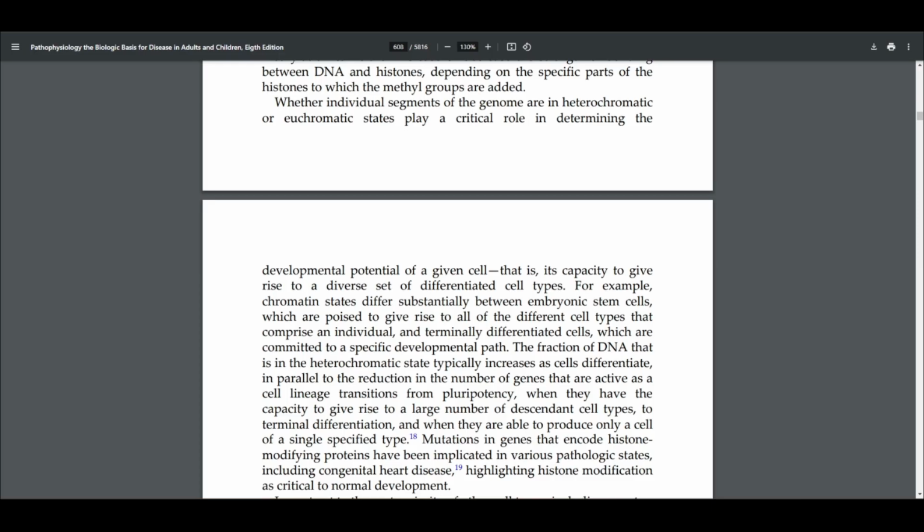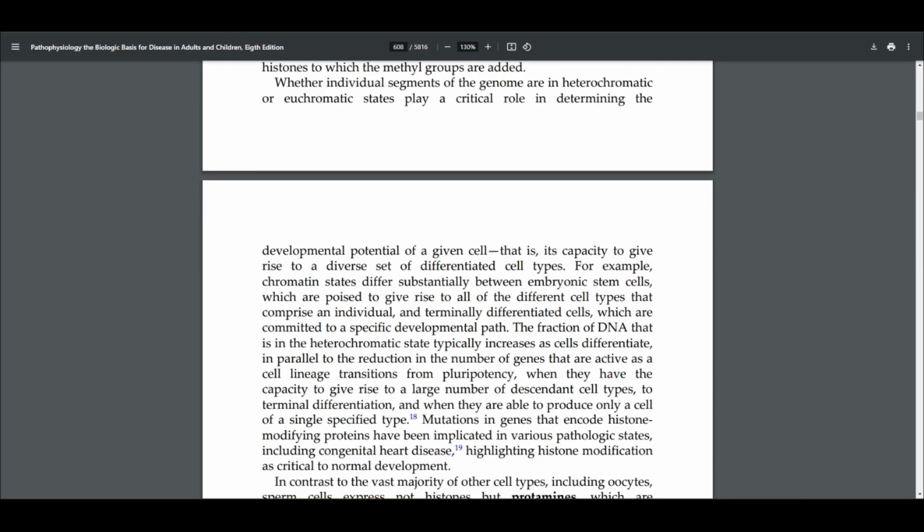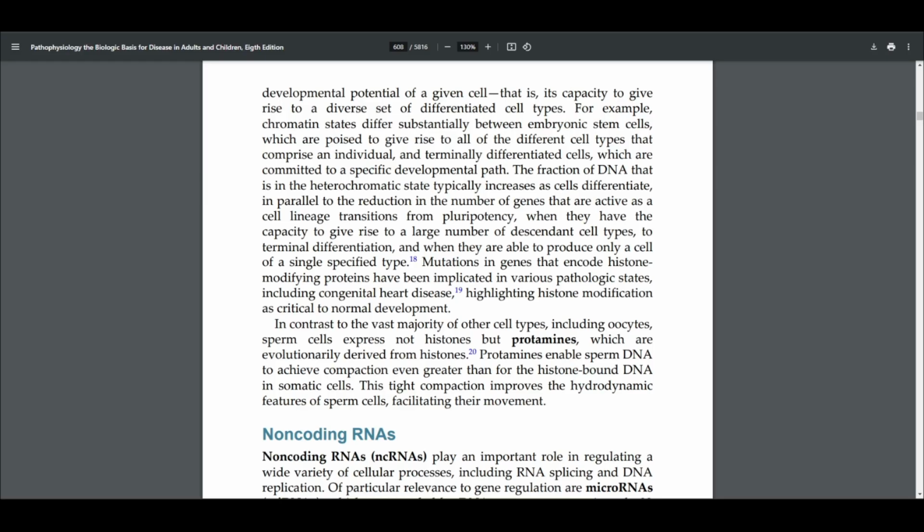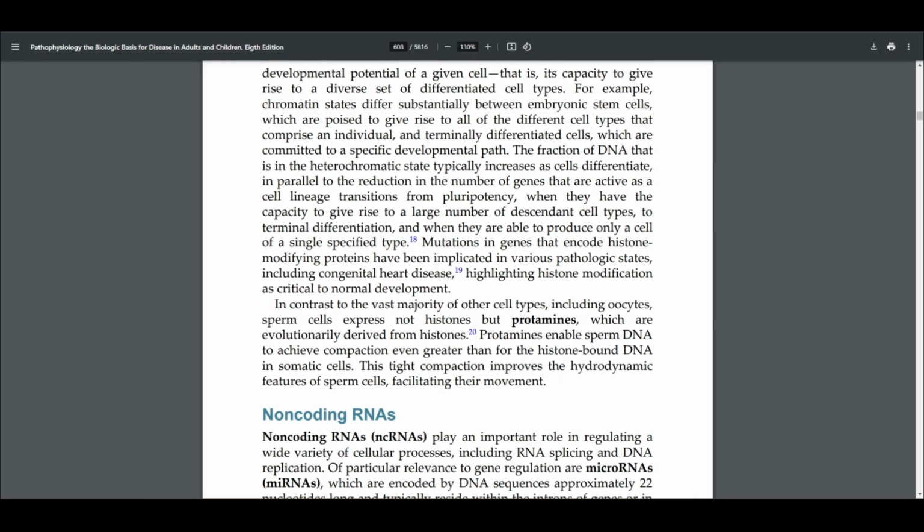Whether individual segments of the genome are heterochromatic or euchromatic plays a critical role in determining the developmental potential of a given cell, that is, its capacity to give rise to a diverse set of differentiated cell types. For example, chromatin states differ substantially between embryonic stem cells, which are poised to give rise to all of the different cell types that comprise the individual, and terminally differentiated cells, which are committed to a specific developmental path.